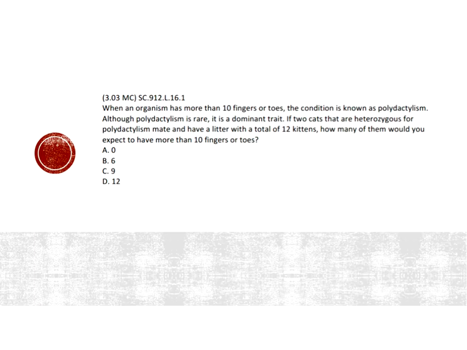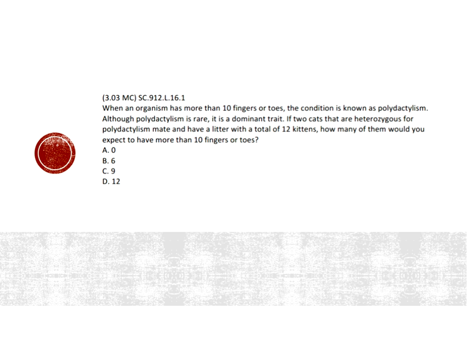All right, next question is talking about polydactyly. So when an organism has more than 10 fingers or toes, the condition is known as polydactylism. Although polydactylism is rare, it is a dominant trait. So that's kind of interesting, right? Just because something's rare doesn't mean it cannot be dominant. Dominant is referring only to how it is expressed, not in how prominent it is in the population. So remember that as well.